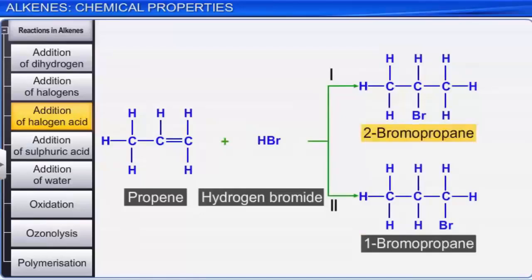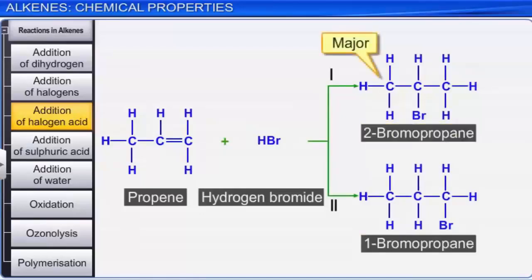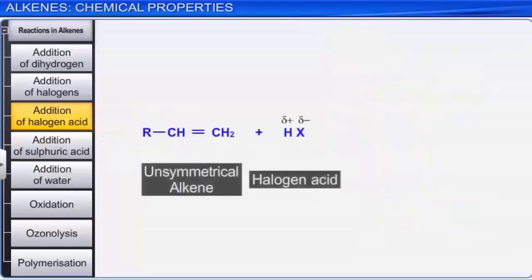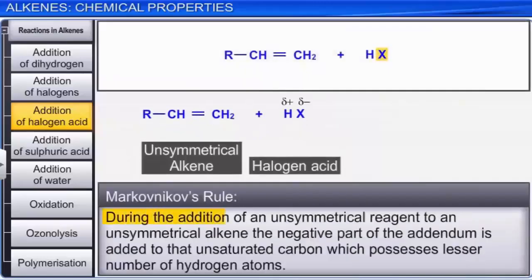This is in accordance with Markovnikov's rule, which states that during the addition of an unsymmetrical reagent to an unsymmetrical alkene, the negative part of the addendum is added to that unsaturated carbon which possesses a lesser number of hydrogen atoms.